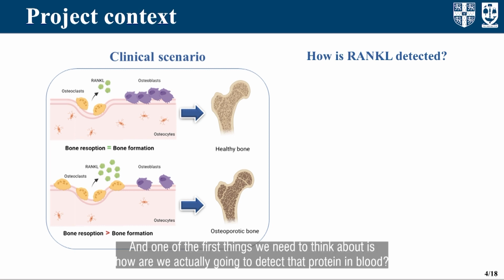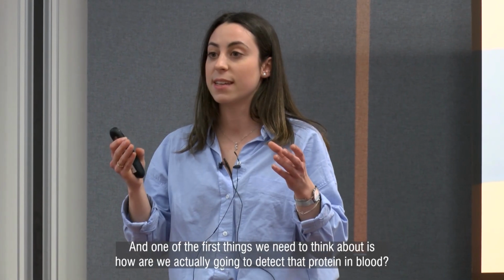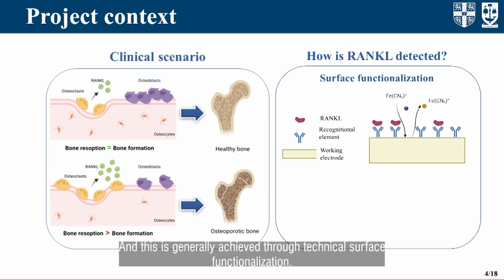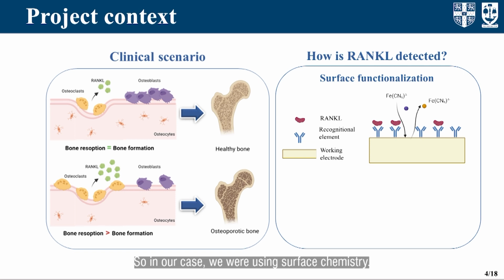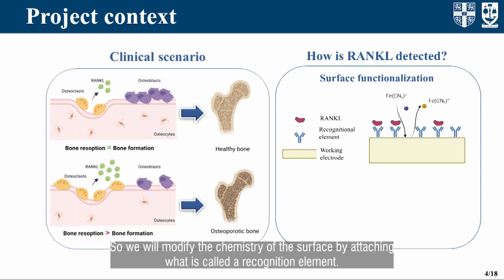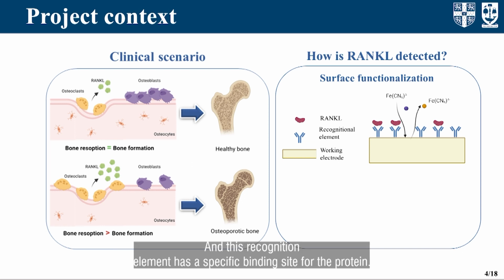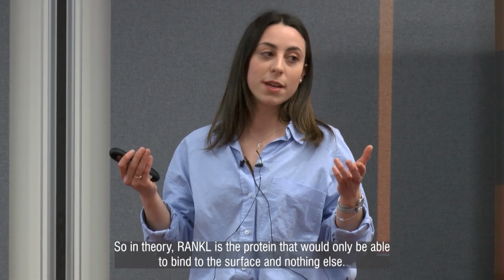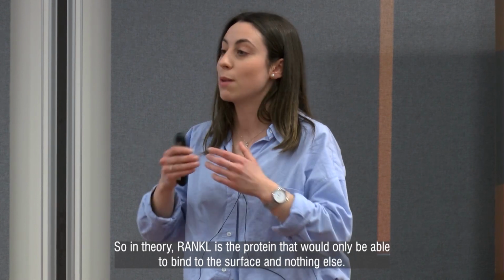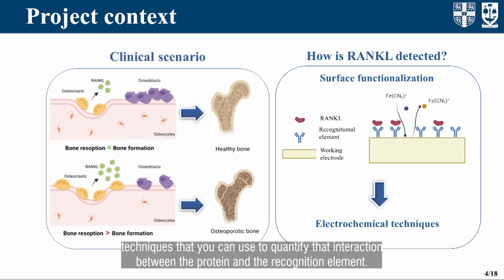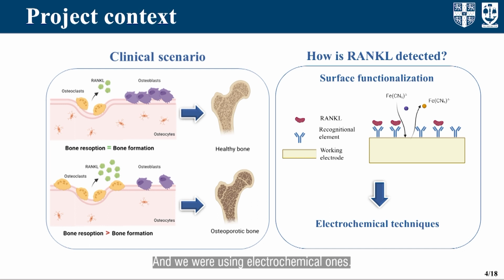One of the first things we need to think about is how we are actually going to detect that protein in blood. This is generally achieved through a technique called surface functionalization. In our case, we were using surface chemistry. We modify the chemistry on the surface by attaching what is called a recognition element, and this recognition element has a specific binding site for the protein. So in theory, RANKL is the protein that would only be able to bind to the surface, nothing else. Then there are many techniques that you can use to quantify the interaction between the protein and the recognition element, and we were using electrochemical ones.